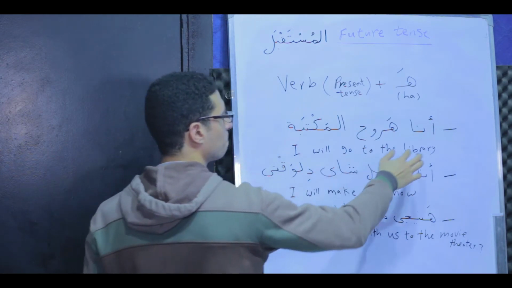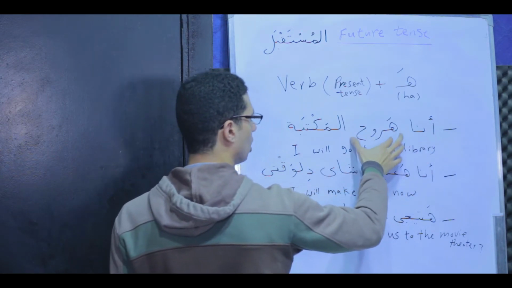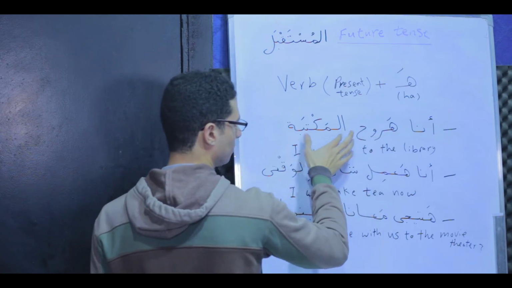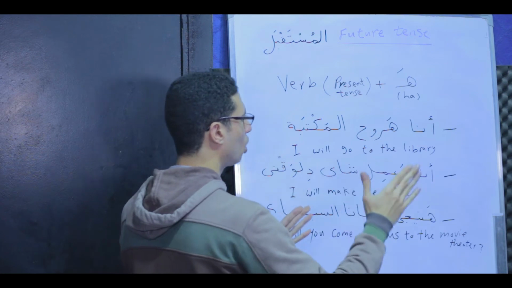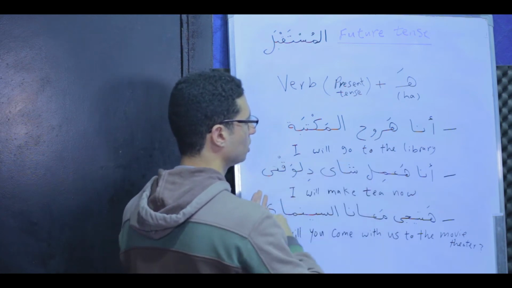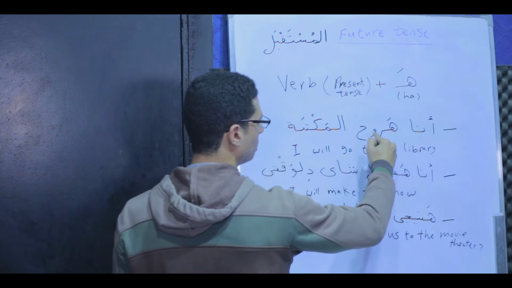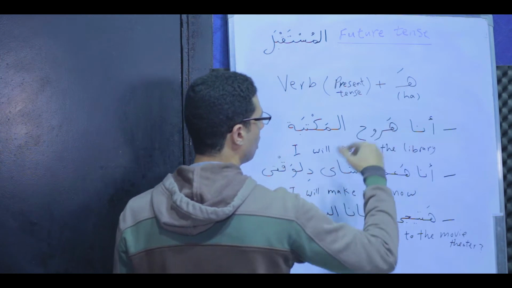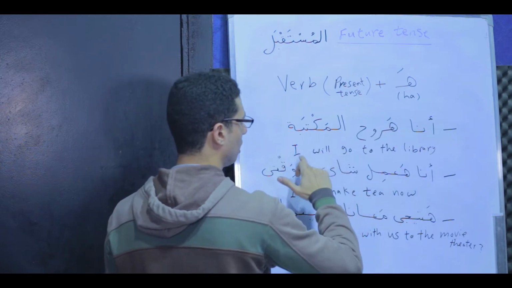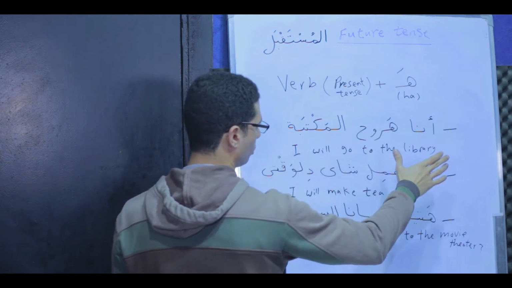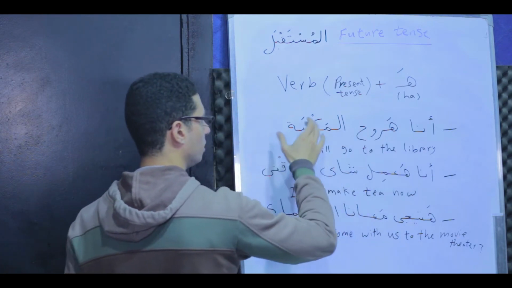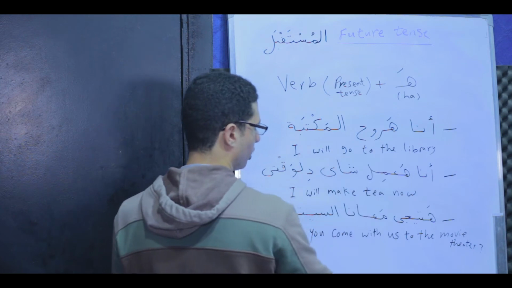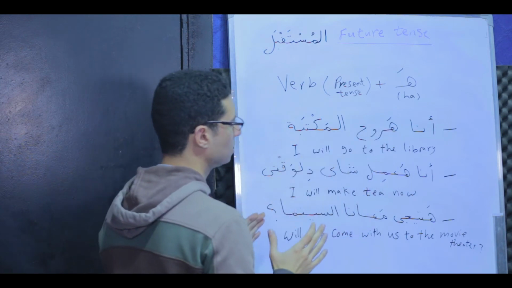So for example, أنا هروح المكتبة. هروح is the verb to go in Egyptian dialect. يروح. أنا أروح. So it's أنا هروح. We just added the ha. هروح المكتبة. I will go to the library. مكتبة means library. أنا هروح المكتبة. I will go to the library. The verb أروح doesn't need a preposition.